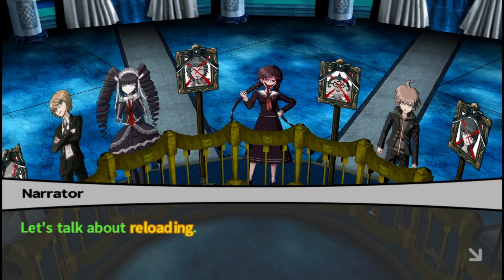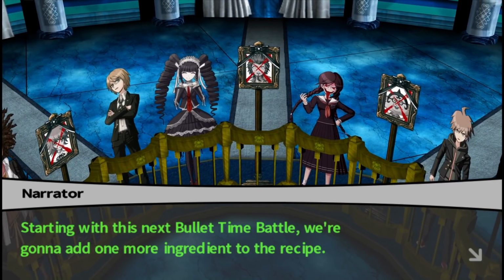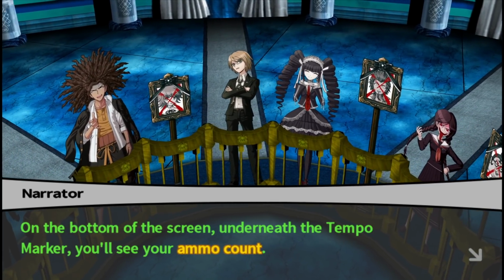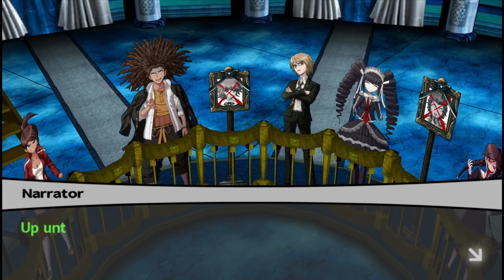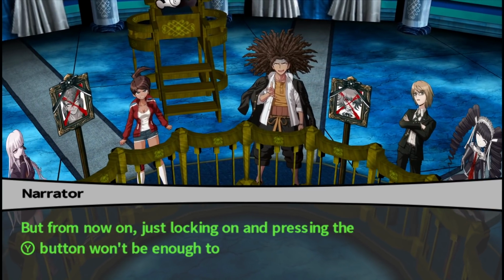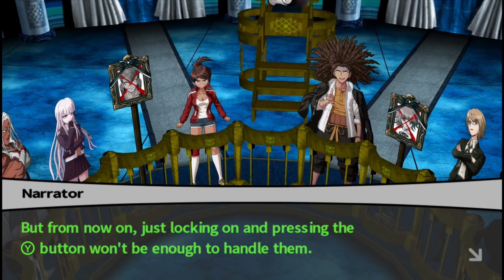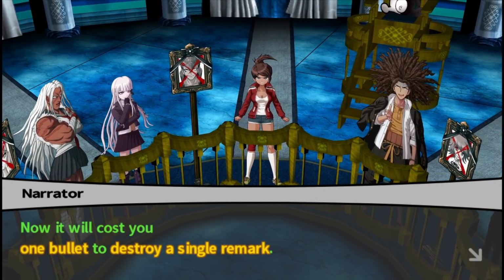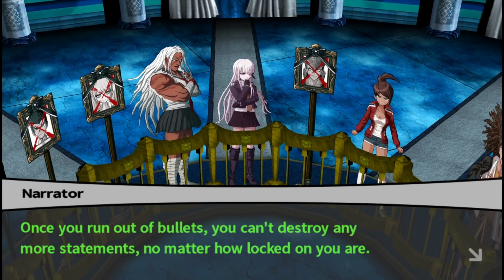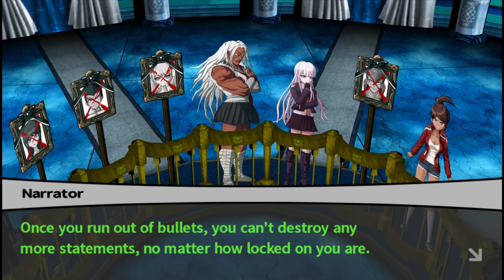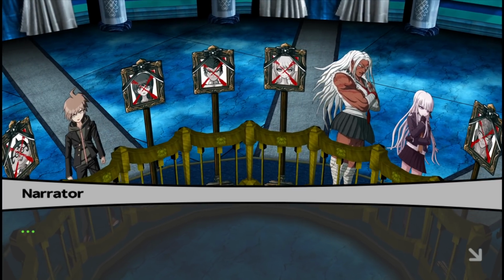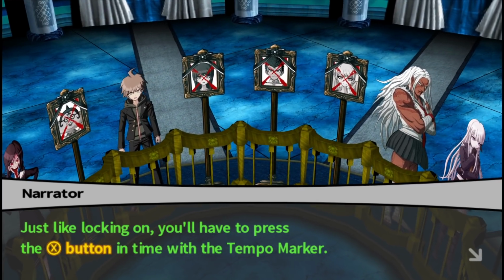Okay. Let's talk about reloading. Starting with this next bullet time battle, we're gonna add one more ingredient to the recipe. On the bottom of the screen, underneath the tempo marker, you'll see your ammo count. Up until now, there hasn't really been a limit on how you destroy your opponent's statements. But from now on, just locking on and pressing the Y button won't be enough to handle them. Now it will cost you 1 bullet to destroy a single remark. Once you run out of bullets, you can't destroy any more statements no matter how locked on you are. However, you can reload by pressing the X button. Just like locking on, you'll have to press the X button in time with the tempo marker.